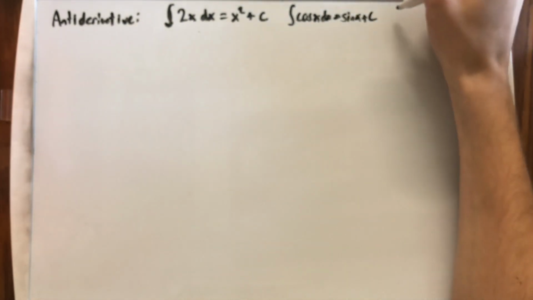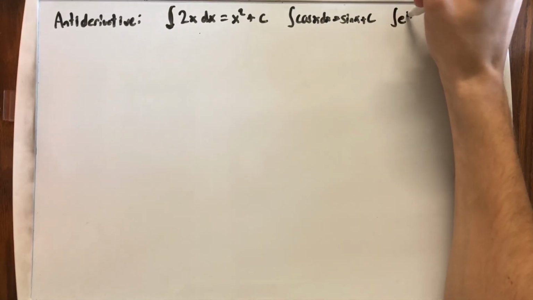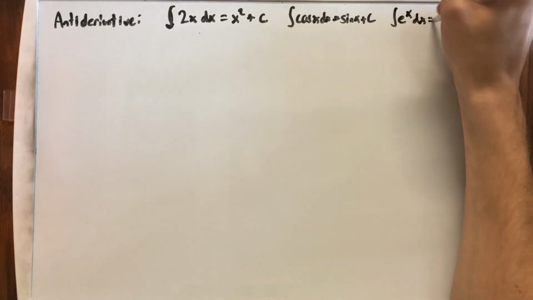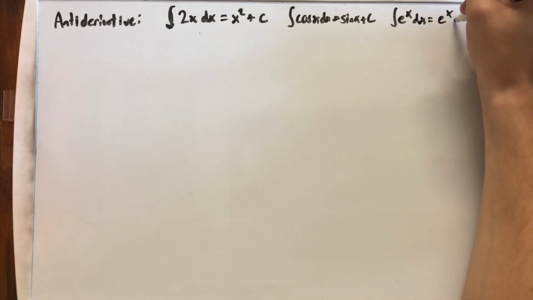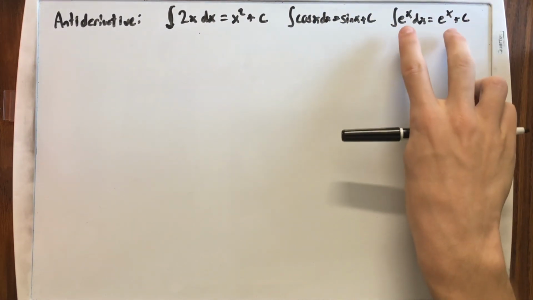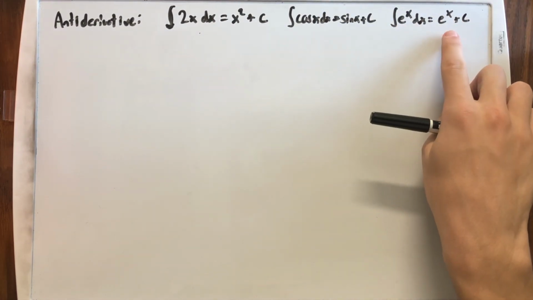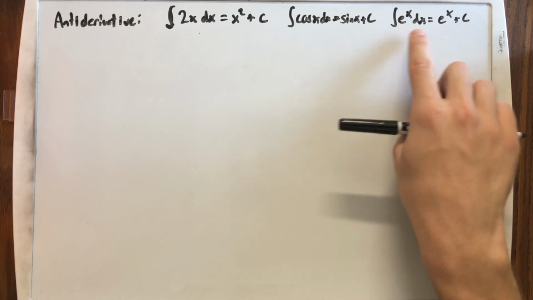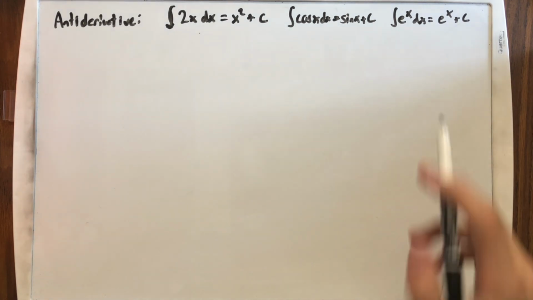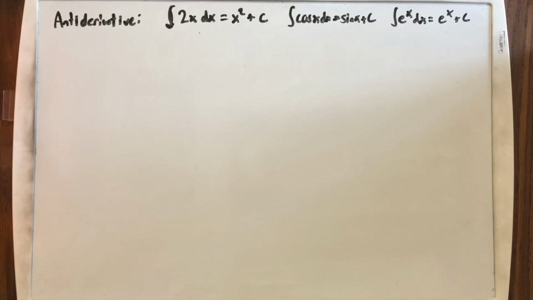You could take the antiderivative of cosine of x, and you'll just get sine of x, also plus c, and the antiderivative of e to the x is just e to the x plus c. The same thing, since the derivative of e to the x is itself, the antiderivative of e to the x is itself plus some arbitrary constant.